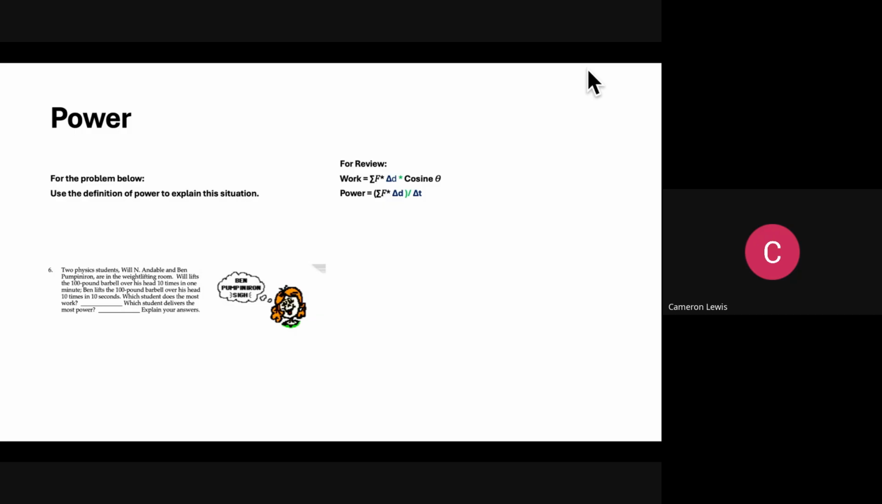So who would have the most power? Say it louder. Ben. Why'd you say Ben? 10 seconds, which is faster, less time. So Ben has a higher power rating. But now when it comes to their work, is their work different or the same?